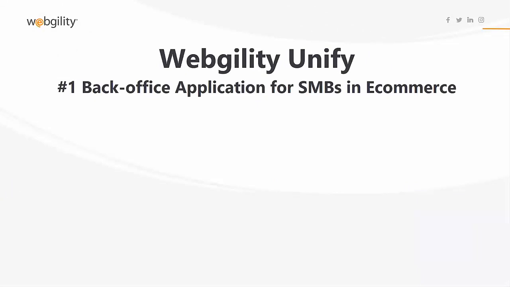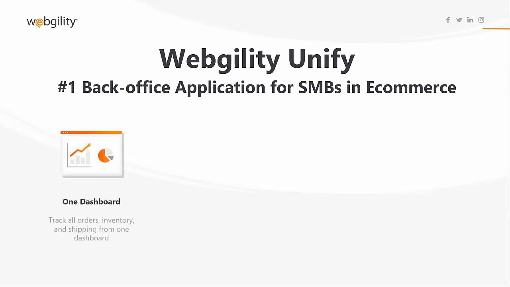So I'm going to take you through some pieces of what Unify can do before we get into the actual product tour. Webgility Unify lets you connect operations. When we say operations, we're really talking about operational data: sales data, SKUs, customer data, expenses from marketplaces and payment processors. It takes that information from all of those stores and marketplaces and pulls it into one application, one dashboard, so you can track everything, including online orders, inventory, and shipping costs, all in one place.